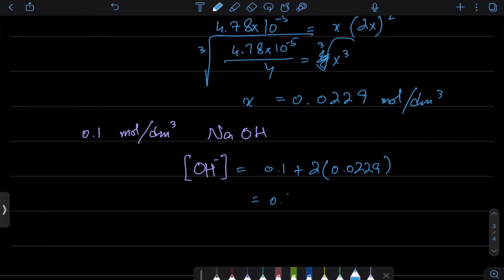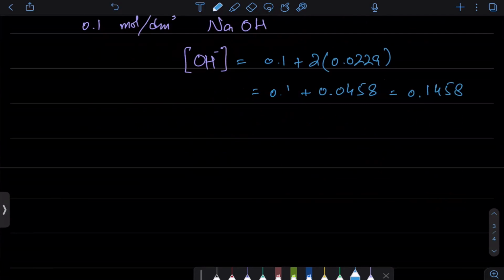So what does it come to? It is 0.1 plus 2 times 0.0229, which is 0.0458. So my overall value is 0.1458. You can see that its contribution is very small. So let's see how much of calcium ion is still going to be there. KSP is still the same. Calcium ion's concentration we don't know, but hydroxide ion's concentration we do know. Okay, and it's 2 times this squared.